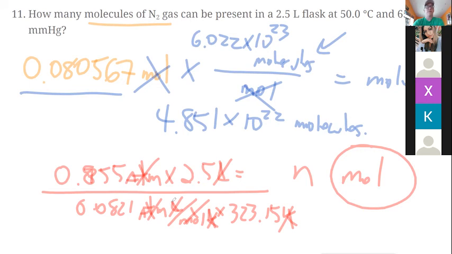Then we look and see how many significant digits we should present this answer in. How many significant digits should we use? Two, right, because we have a 2.5 liter flask. So I would round that to 4.9 times 10 to the 22.